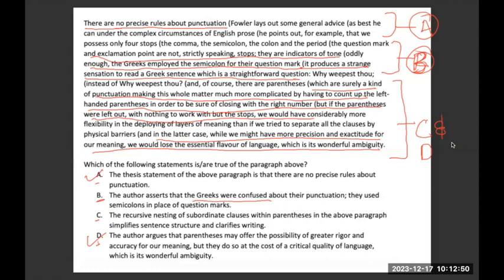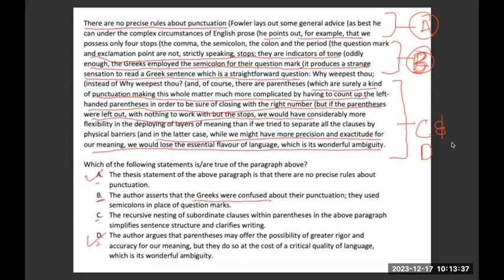So that statement reads here, I've underlined the B part. He points out, for example, I'm reading from here: we possess only four stops: the colon, the semicolon, and the comma and the period. And the exclamation point are not strictly speaking stops. They are indicators of tone. Oddly enough, he's considering it odd that the Greeks employed the semicolon for their question mark. He finds it odd. He doesn't find it confusing. Odd and confusing are both different, by the way.